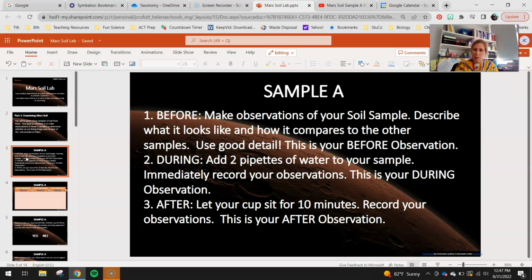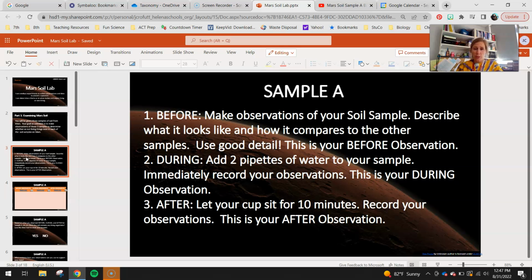So before, make observations of your soil sample, describe what it looks like and how it compares to the other samples. If I were to read your observations, how can I tell the difference between samples A, B, and C based on them? Use good detail. This is your before observation, okay?